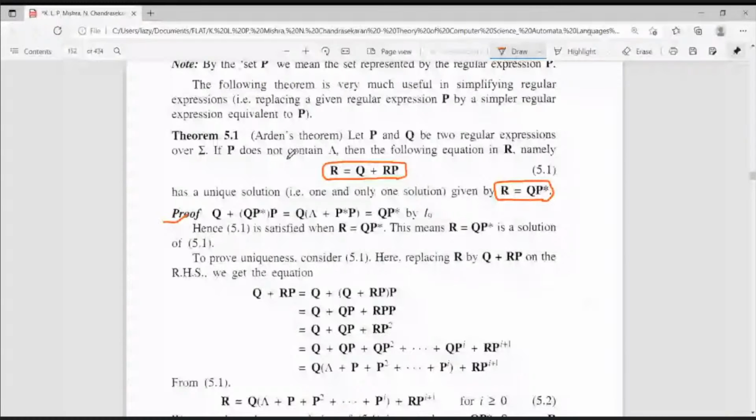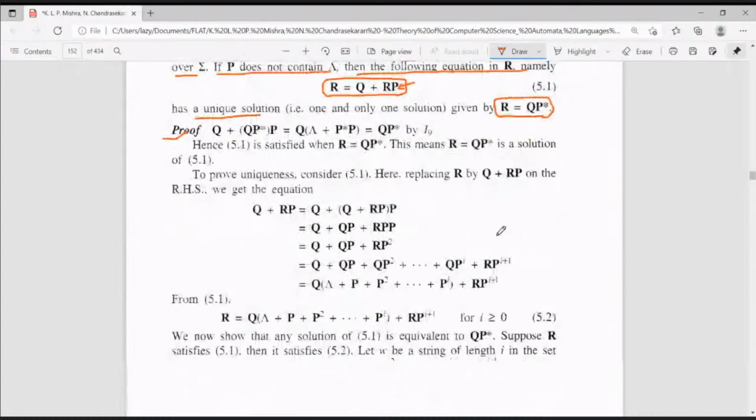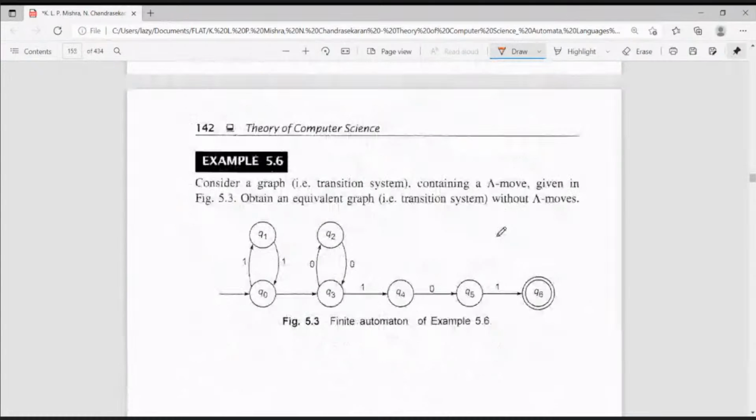Let P and Q be two regular expressions over sigma. If P does not contain empty, then R is equal to Q plus RP has a unique solution, that is R is equal to QP asterisk. That particular thing we will use over here.